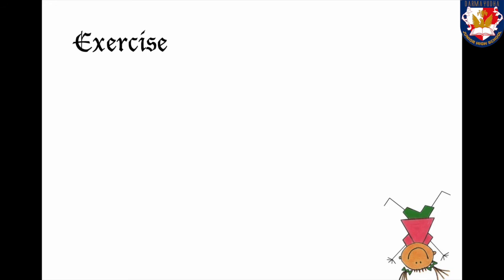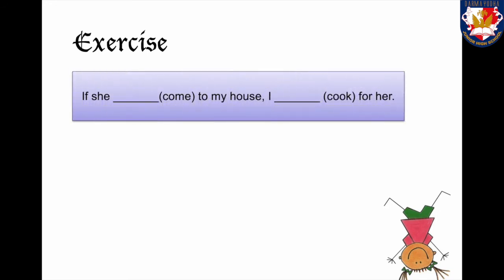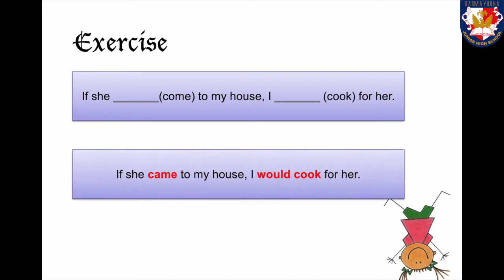Let's come to the exercise. If she blank blank blank come to my house, I blank blank blank cook for her. Remember, the first thing that you have to do is identifying the if clause in the sentence. If clause, use verb 2. Result clause, use would plus verb 1. So, the answer for the first exercise is, if she came to my house, I would cook for her.